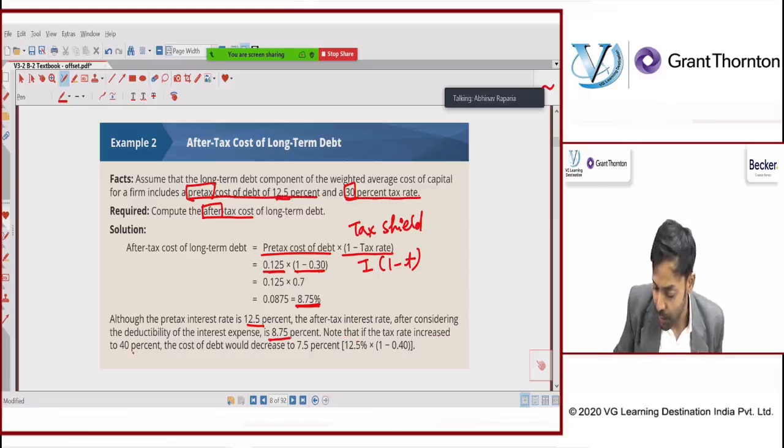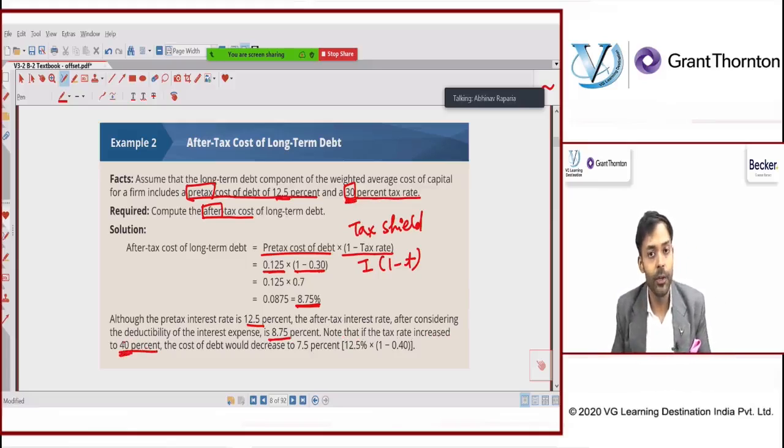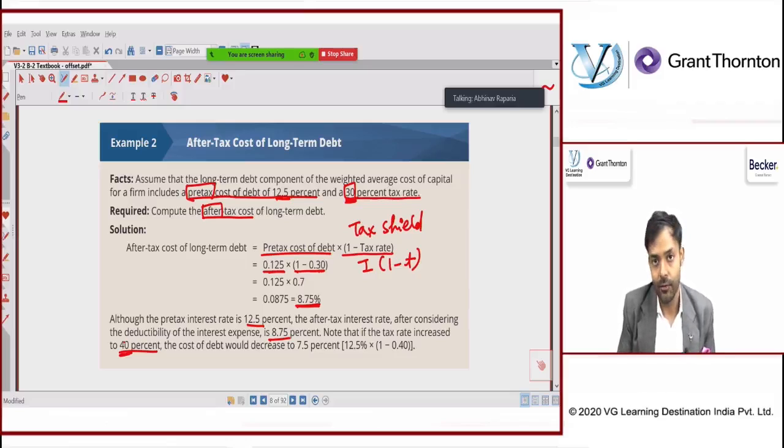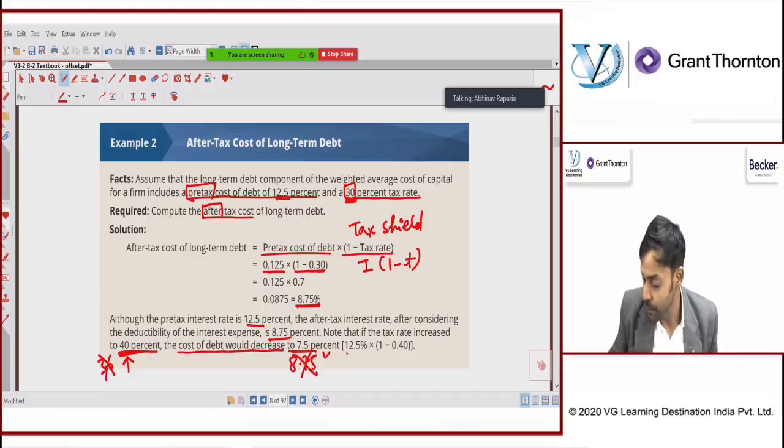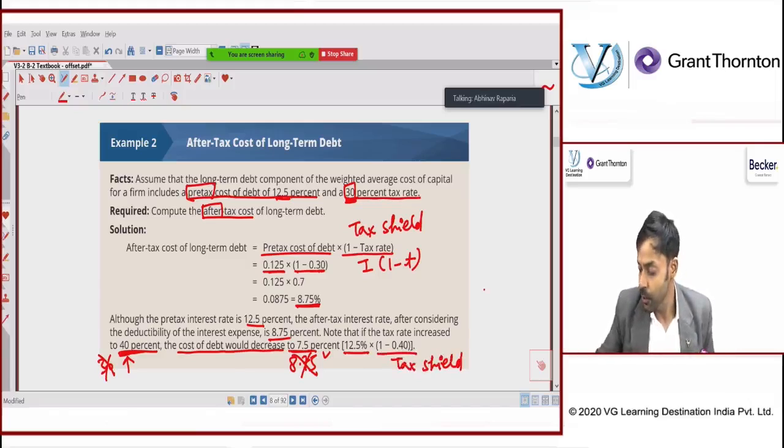Note that if the tax rate increased to 40%, right? Right now the tax rate is 30%, so now it is increased to 40%. What do you think? Would it be helpful for you or not? It would be very helpful for you. Why? Because interest is a tax-deductible expense, and the higher the marginal tax rate, the more advantageous it is for you, right? In this example, if the tax rate goes from 30% to 40%, the cost of debt would decrease to 7.5% from 8.75%, because now this is the tax shield. So whenever you are taking debt and the tax rate is going up, it is advantageous for you.